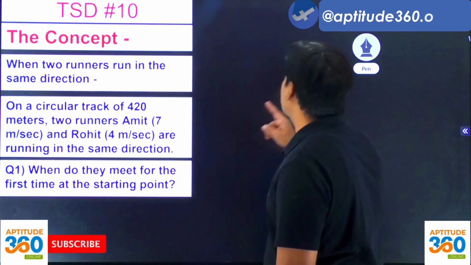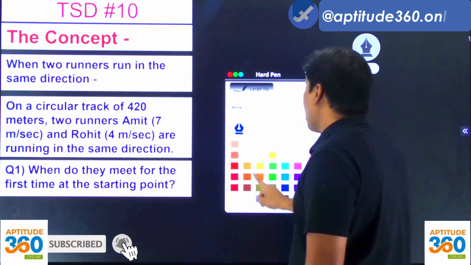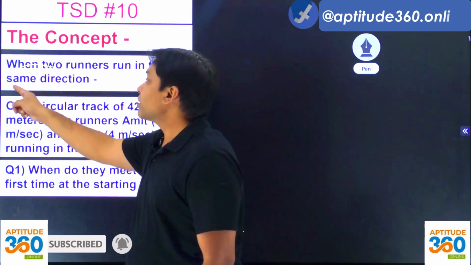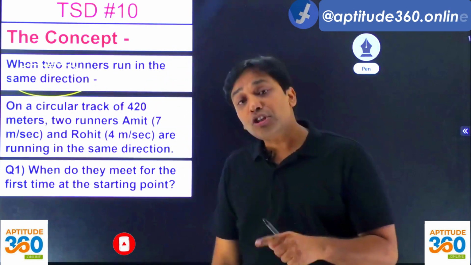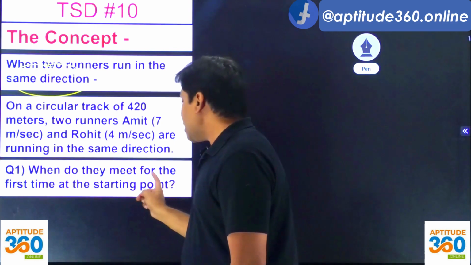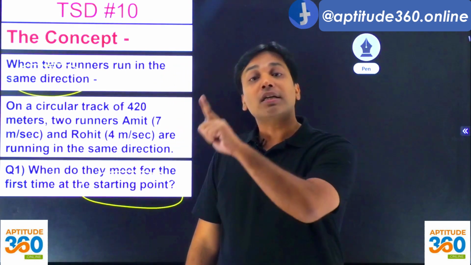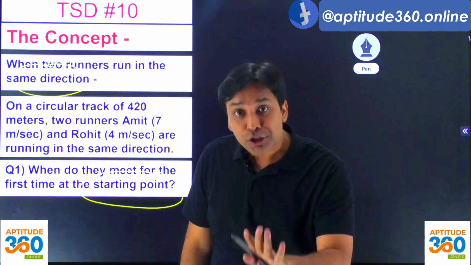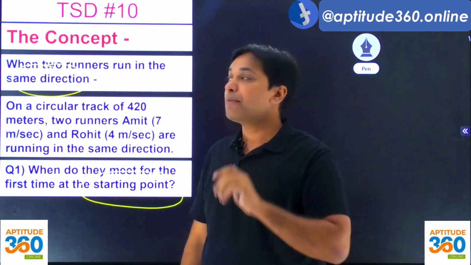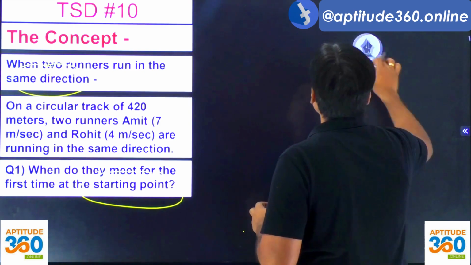So the key word out here is they are running in the same direction. Do you understand this? And the other key point is they need to be meeting each other at the starting point. Not anywhere else on the circular track, but where they started, they have to meet there. Now, what should be our approach?